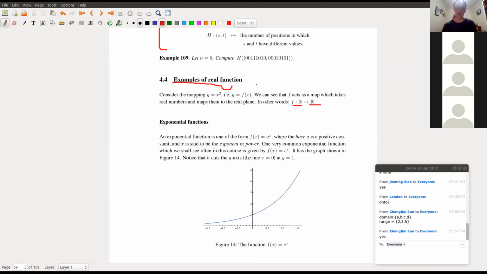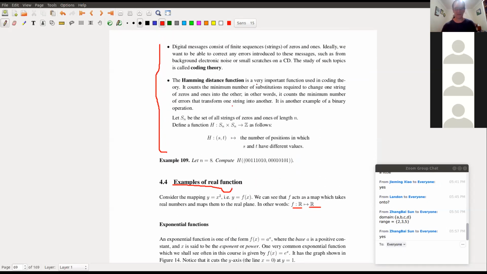You can have slightly more exotic functions like this guy, the Hamming distance function. When you transmit messages, it's important to use coding theory. Anyone ever heard of error correcting codes and the Hamming distance function? Is this a new thing to anybody? I assume it is, maybe. It depends if you've done digital electronics before. It's like the basis of sending information on a noisy channel.